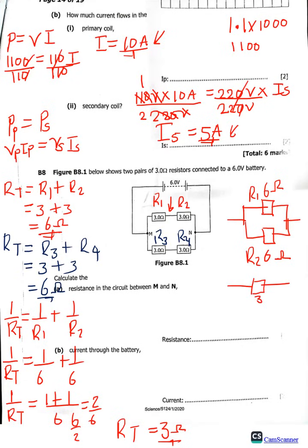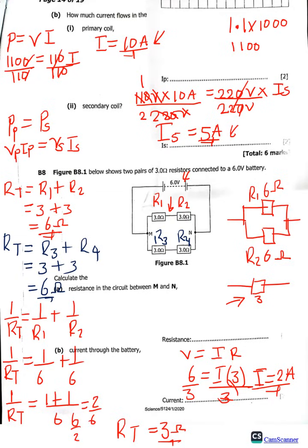Now for part B, current through the battery. We have resistance and we also have voltage. So voltage is equal to current multiplied by resistance. Voltage is here, 6 volts. Current is what we are solving for. Resistance, we use the total, this now single value. Divide by 3 and also by 3. So the current in the battery is equal to 6 over 3, which is 2 amps. So this is how we can answer a question like this one.